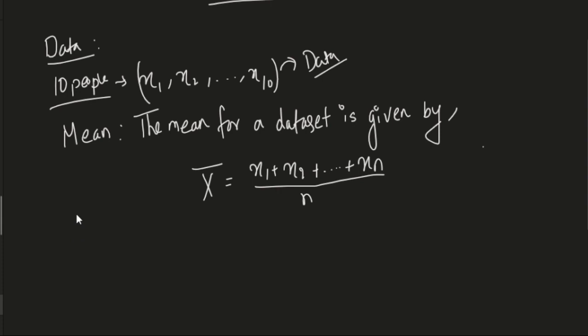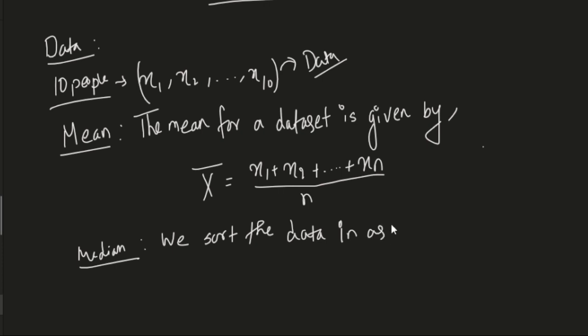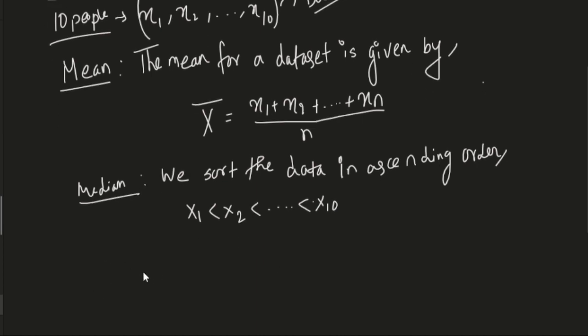Similarly, the median. So if this is the mean, the median is given by... and after we are done sorting the data in ascending order, what we need to see is the middle points. Now, since there are an even number of them, there are two middle points, that is x5 and x6, and they contribute to the median m, which is given by the average of these two.